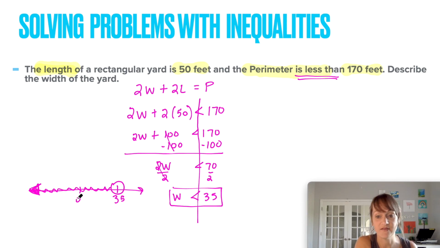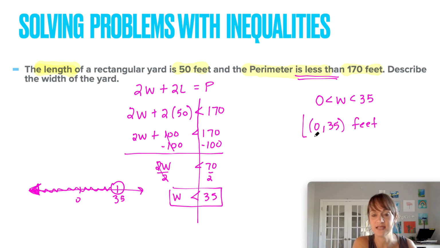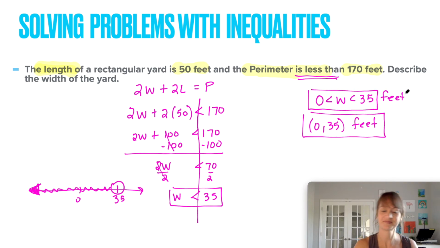You also cannot have a 0 amount of width either. If there is no width, that means you would have just a long line of fence. You wouldn't have a perimeter. So therefore, the actual answer is that W must be between 0 and 35, because it cannot equal 0 and width cannot be a negative number. So you could write it in set notation, where the width represents everything from 0 to 35. And don't forget, we are discussing feet. Either one of these would be correct.